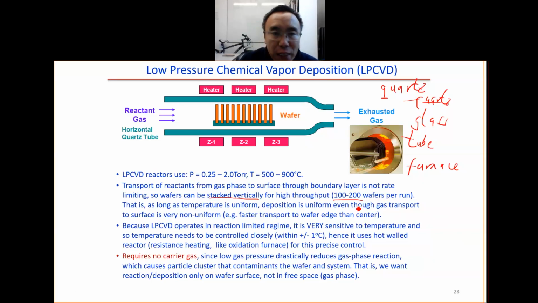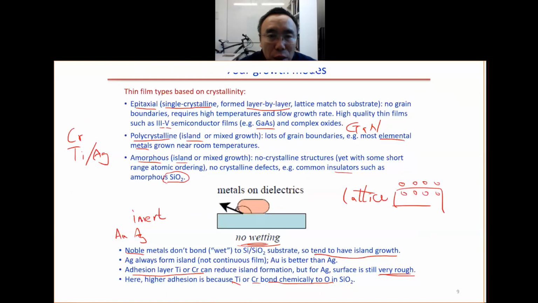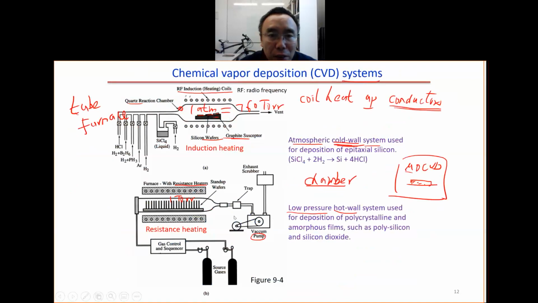This gives you very high throughput. As long as the temperature is uniform, we need very good control of the temperature, to within plus or minus 1 degree. That's why you see it here. For the LPCVD, the low pressure CVD, this is a hot wall system, and resistance heating gives you very good temperature control.